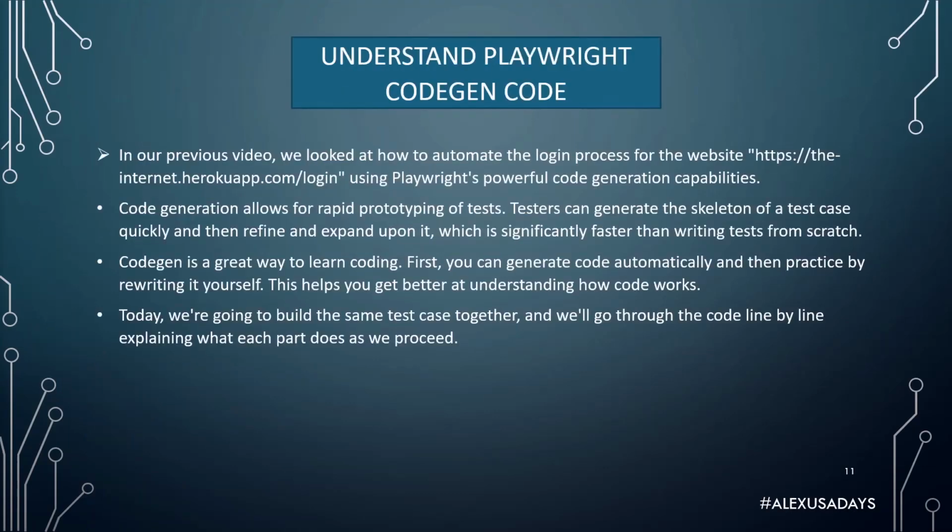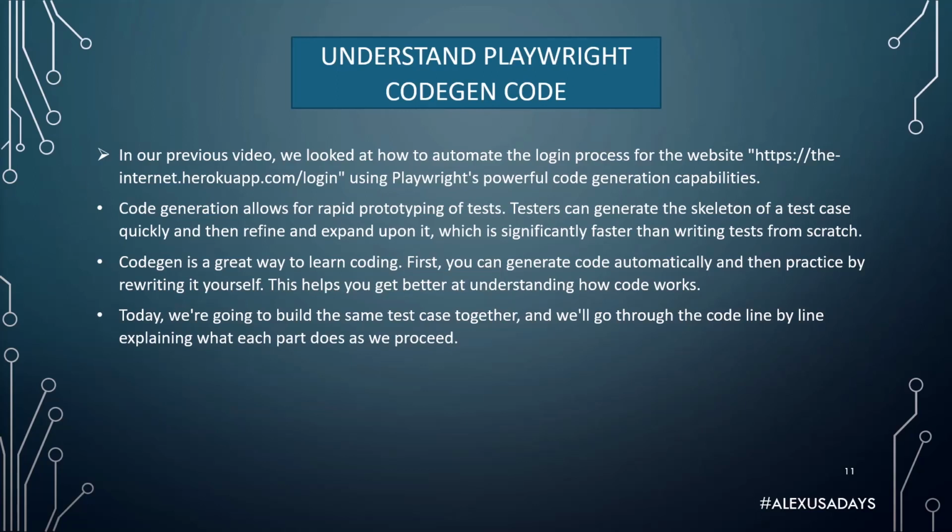In the previous video we looked at how to automate the login process to the website internetherokuapp.com login, using Playwright's powerful code generation capabilities. Code generation allows for rapid prototyping of tests. Testers can generate the skeleton of a test case quickly and then refine and expand upon it, which is significantly faster than writing tests from scratch.